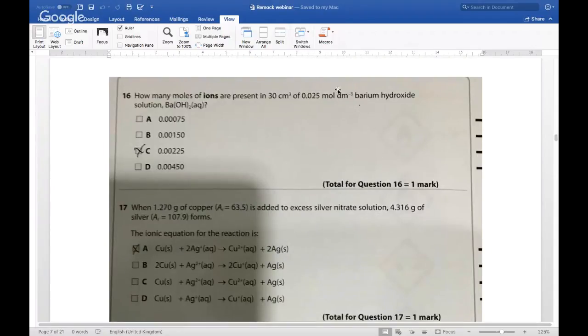Hold on, guys. How many moles of ions are present in barium hydroxide? Right. So number of moles is C times V over 1,000. So 0.025 times 30 over 1,000 gives you the number of moles of barium hydroxide in total. Now, we also know that there's one barium 2 plus and 2 OH minuses. So multiply that by 3, you get the total number of ions. We're done. Clever, though.